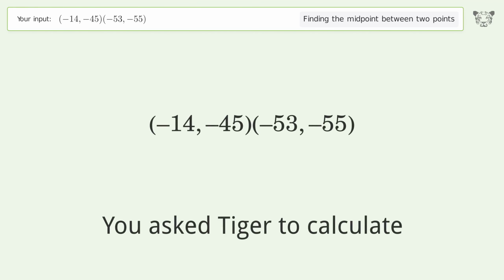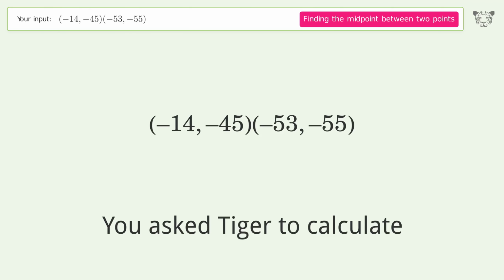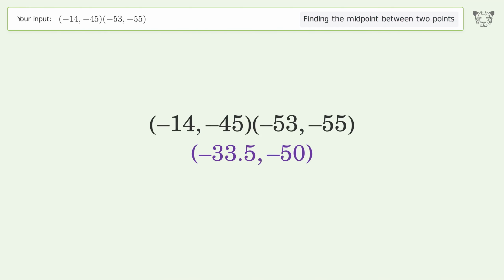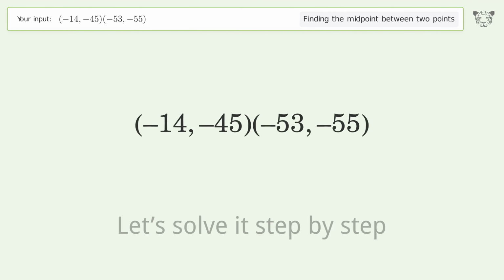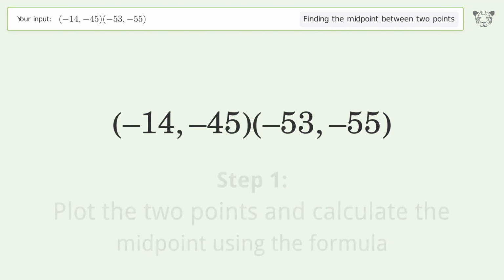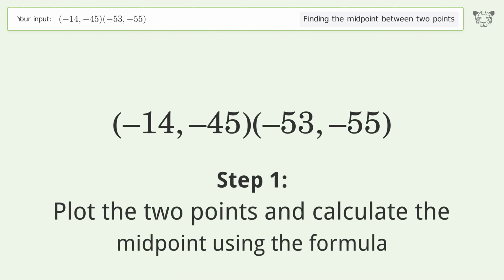You ask Tiger to calculate. This deals with finding the midpoint between 2 points. The midpoint between the 2 points is negative 33.5, negative 50. Let's solve it step by step. Plot the 2 points and calculate the midpoint using the formula.